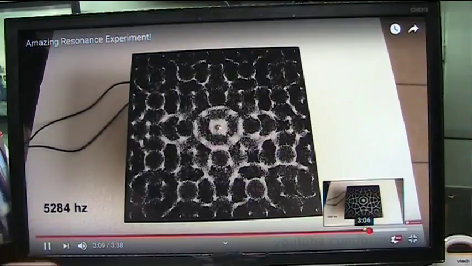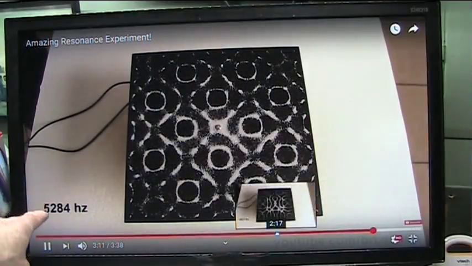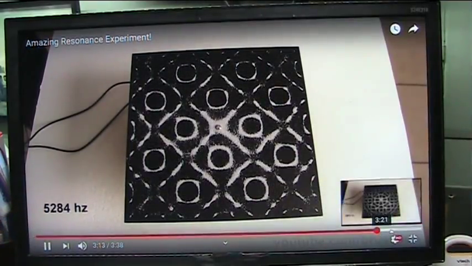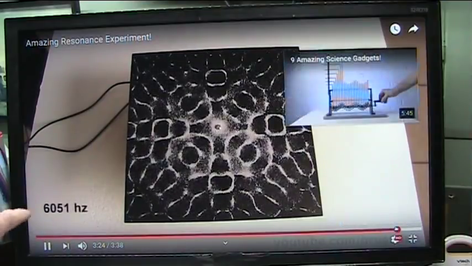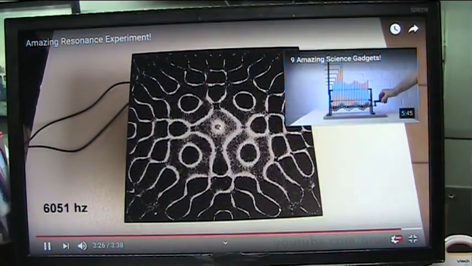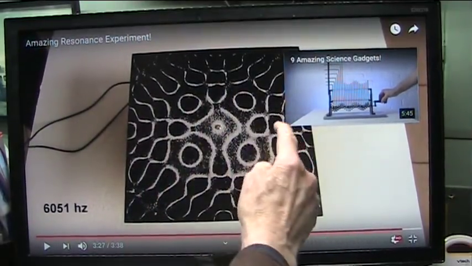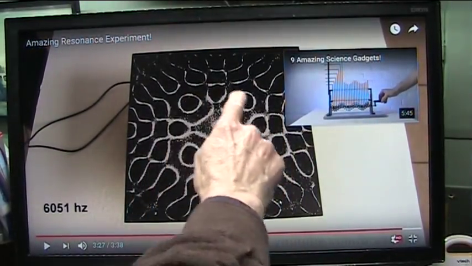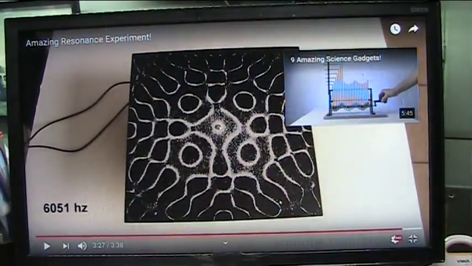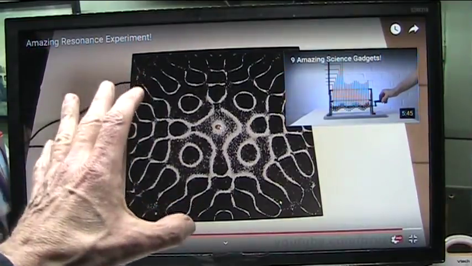Here you're up at 5284 frequency, and now you're going to go up even higher than that, I think, maybe. I got 6051. But you see, 1, 2, 3, 4, 5, 6, 7, 8. You're still seeing these rules of 8, which is what they call the atomic rule of 8. So I'm going to stick with this for now.